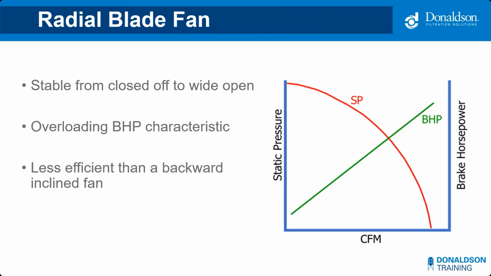You might also notice that static pressure curve doesn't have that peak like we had with the backwardly inclined. The radial blade fan is happy to run completely closed off to wide open. It's a feature of the radial blades.